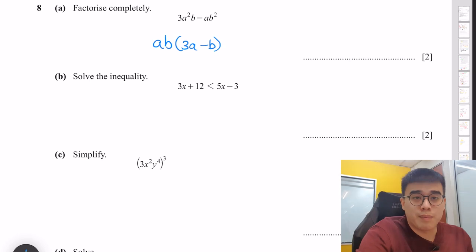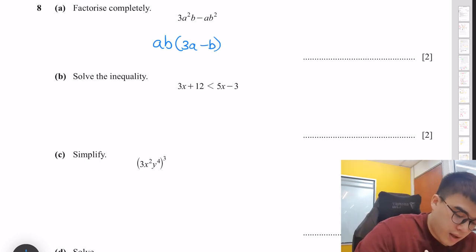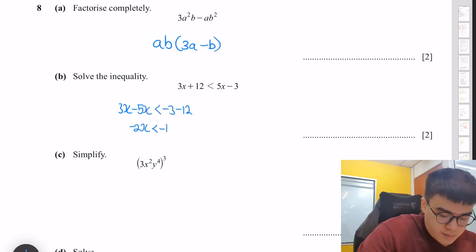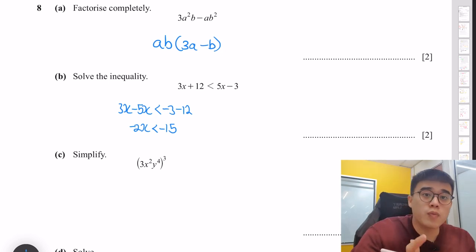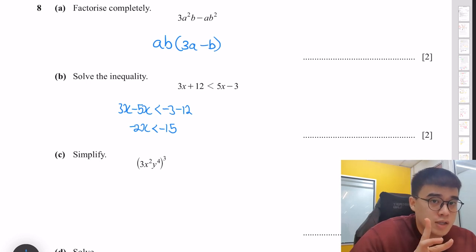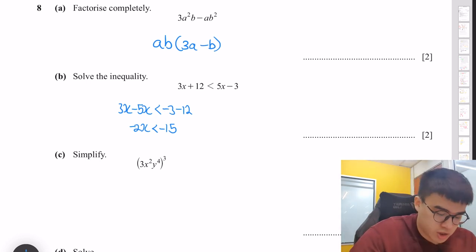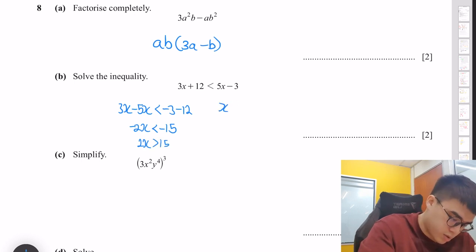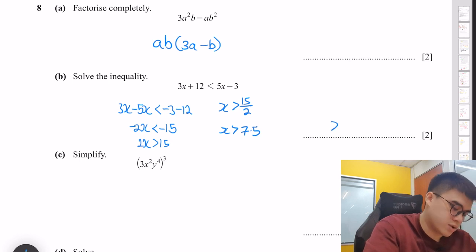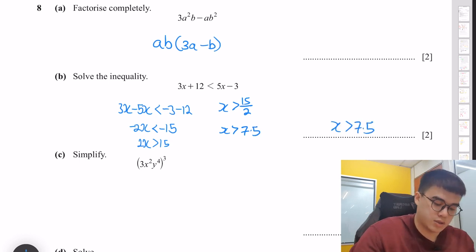Moving on to part B. Okay, inequalities question, quite tricky here. So you got negative 2x less than negative 15. So remember, when you try to get rid of negative, the inequality's direction will change. So this will be your final answer.